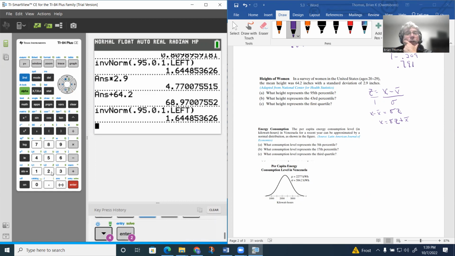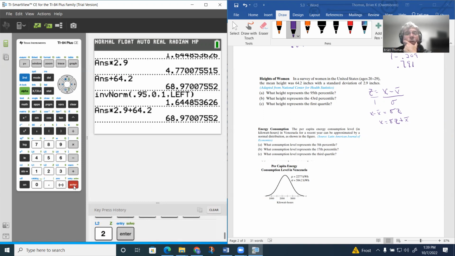Then all I got to do is multiply the z-score times the standard deviation, which is 2.9. I'm just going to leave it in there, just keep it accurate, so I don't have to round it here. So I can multiply that by 2.9, which is my standard deviation. Then if I add the mean, which is 64.2, that should give me the height of the person. So 68.97. And since we're rounding to the tenths place, that would go all the way up to 69. So 69.0 inches.